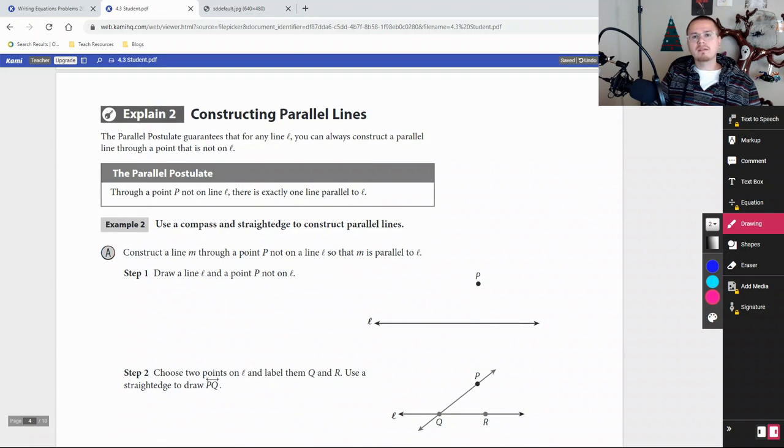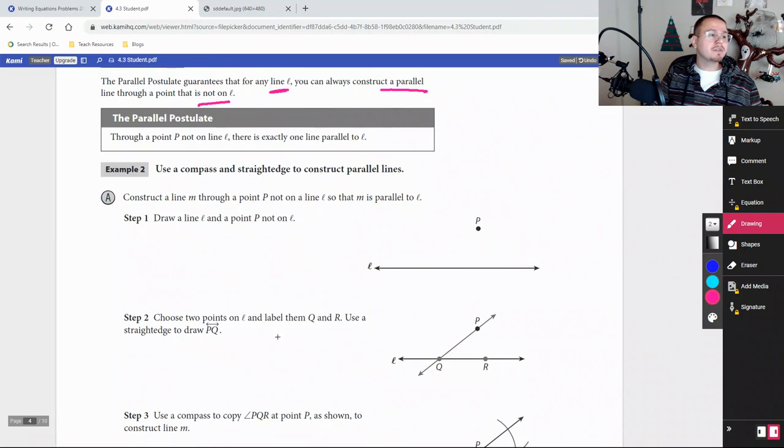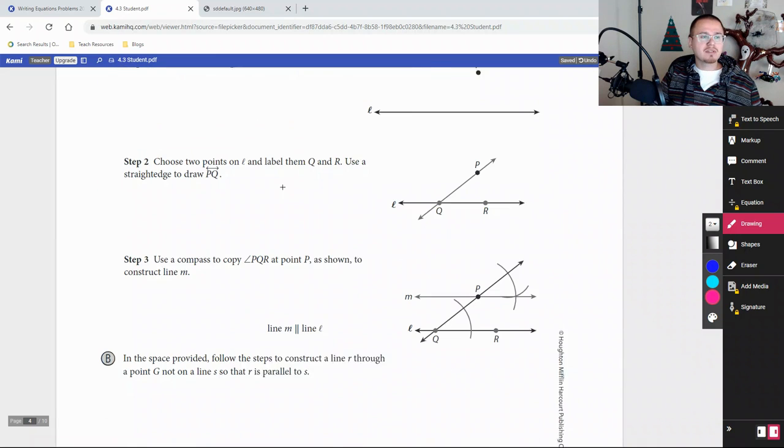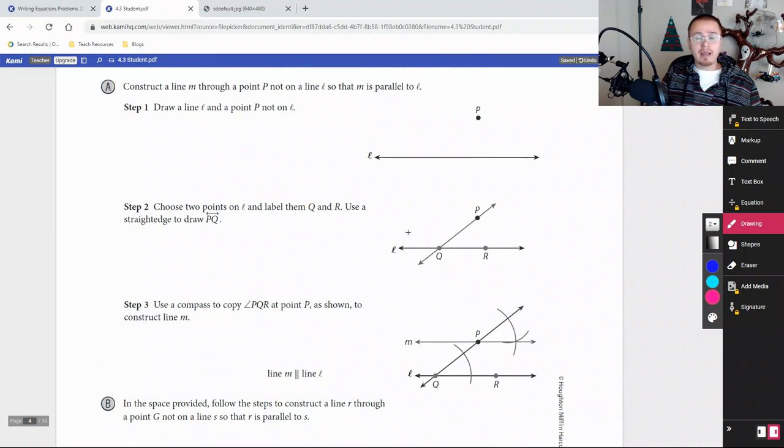Whew, breather. Explain 2. So, constructing parallel lines. The parallel postulate guarantees that for any line L, you can always construct a parallel line through a point that is not on the line. We're not going to fully do this, but it is important to know that every line has a line parallel to it. If you had a compass and straight edge, this is how you would do it. So if you have these tools, go for it.